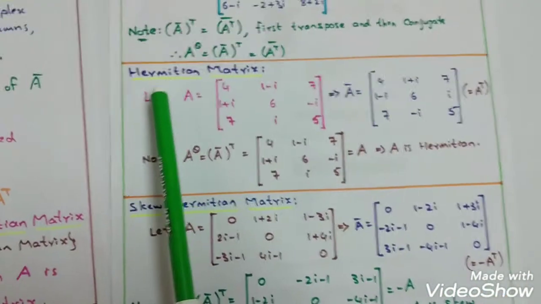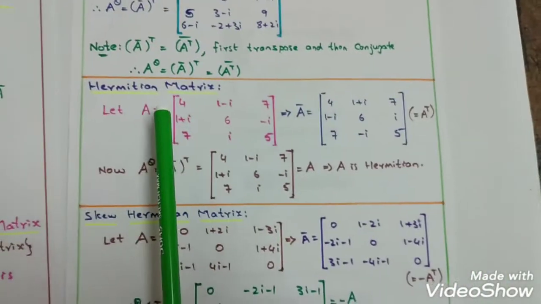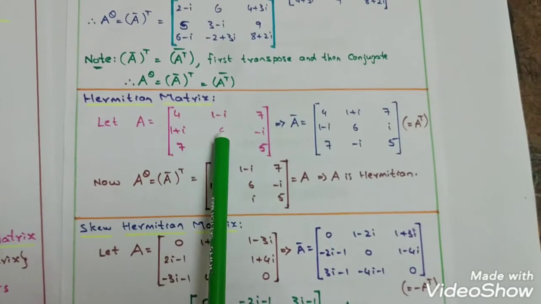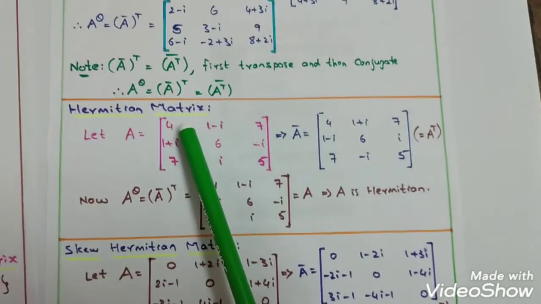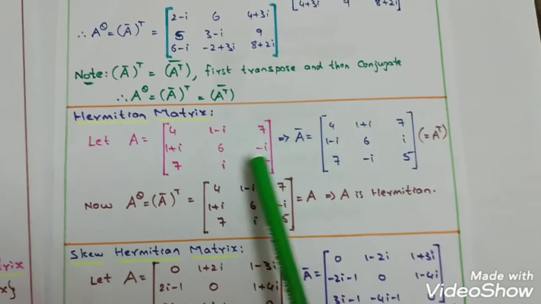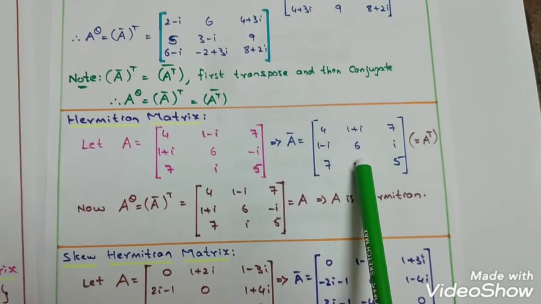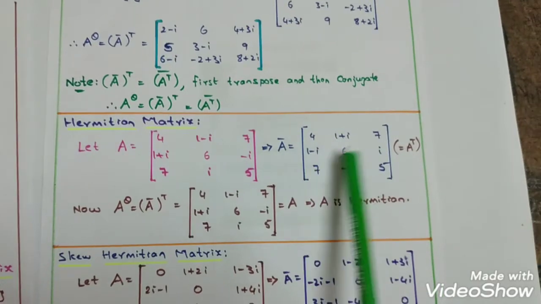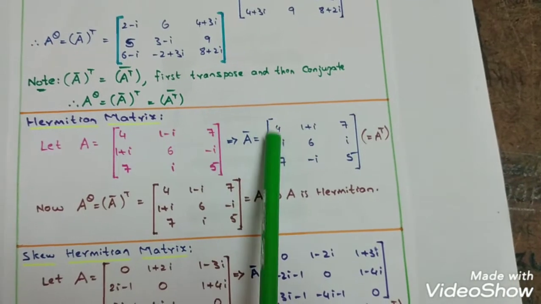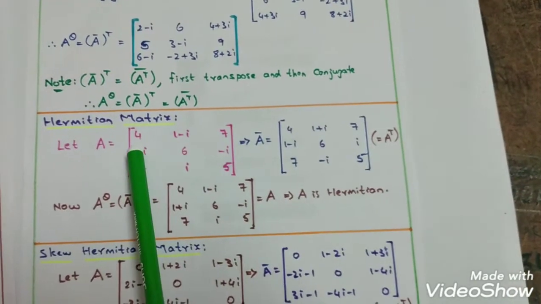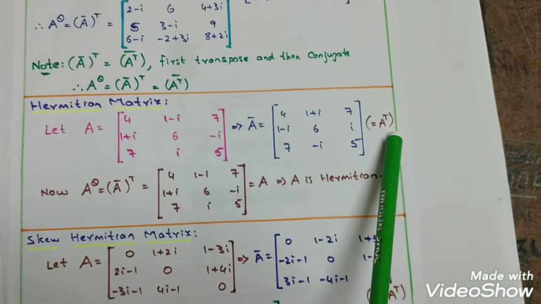Now let's see a very good example of a Hermitian matrix, which is very, very important. We have considered a matrix with rows 4, 1 minus i, 7; 1 plus i, 6, minus i; 7, i, 5. Then the conjugate matrix means just 4. For 1 minus i it is 1 plus i. For 1 plus i, 1 minus i. For minus i it is i. For i it is minus i. Now observe, this is clearly a transpose. Transpose of this means first row elements are in the first column, second row elements are in the second column, third row in the third column. So here only you can conclude that it is Hermitian.